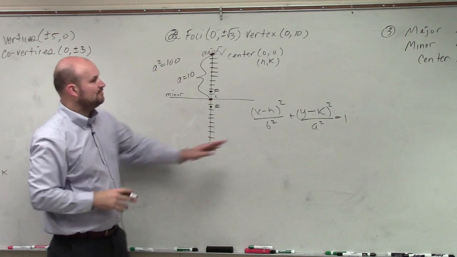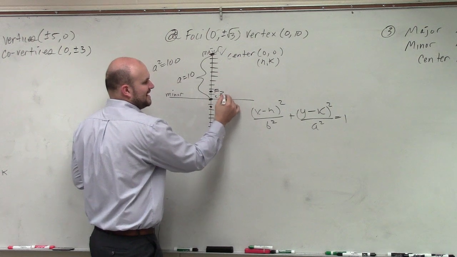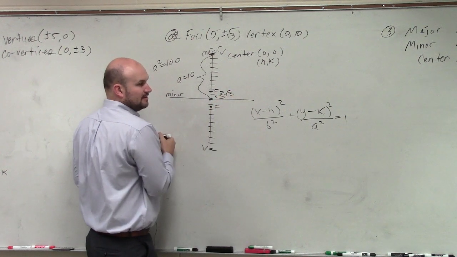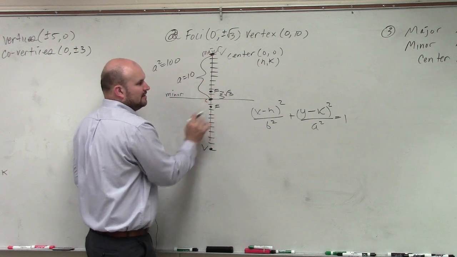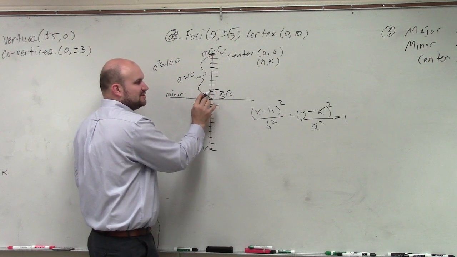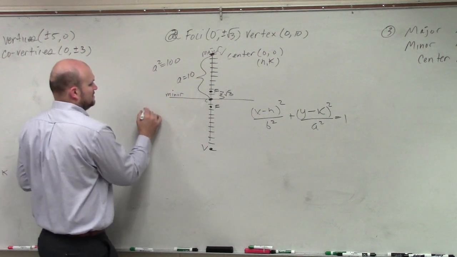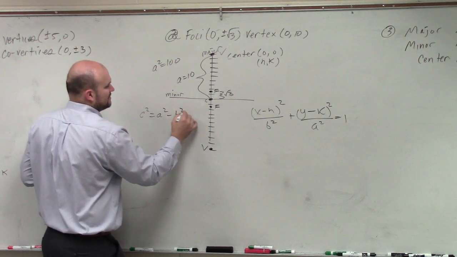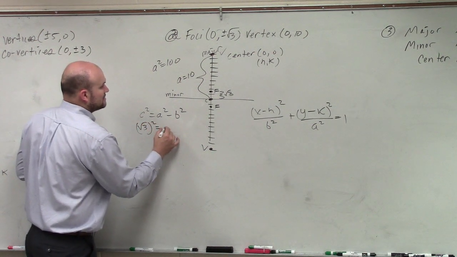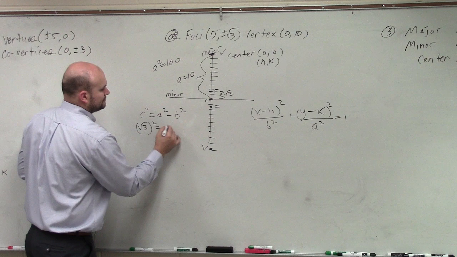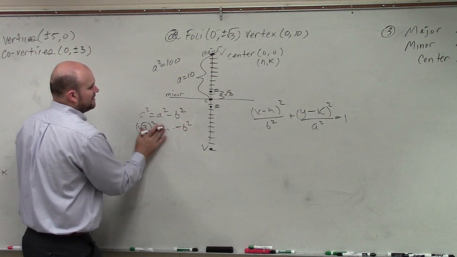Now we need to figure out b. Well, we know what c is. That's square root of 3, the distance from the center to the foci, not the center. So again, we go back to our formula: c squared equals a squared minus b squared. The square root of 3 squared equals 100 minus b squared. Oops, a is 10, and we already said a squared was 100.